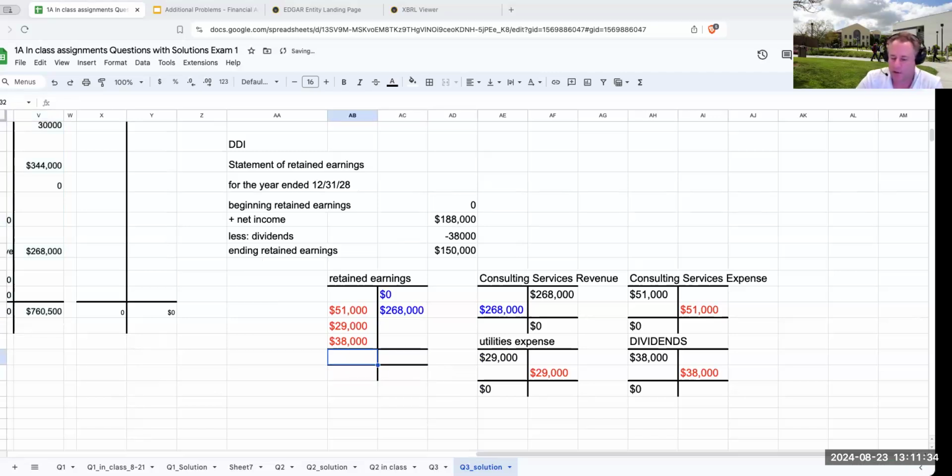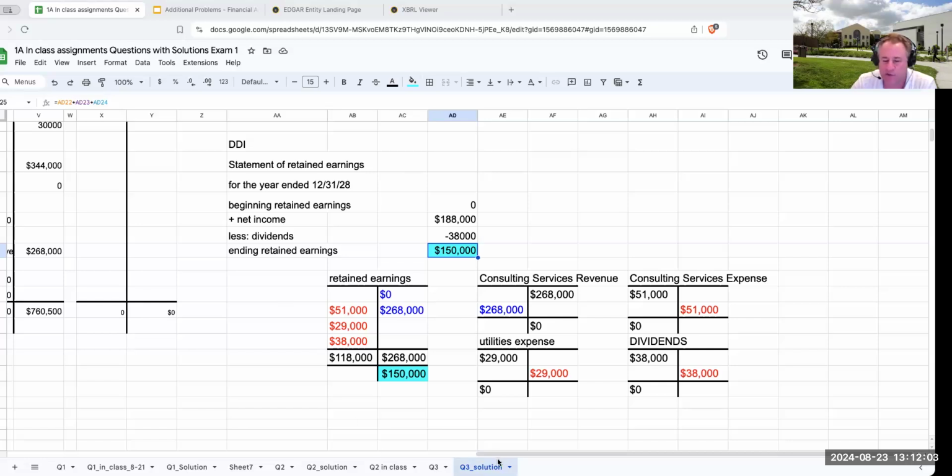So coming over here with retained earnings, I've got total debits of 118, total credits of 268. I subtract the smaller from the larger balance, and I end up with a credit of 150. Now, this number should look extremely familiar. Why should it look extremely familiar? Because it's going to be the same amount that we're going to see on our statement of retained earnings.